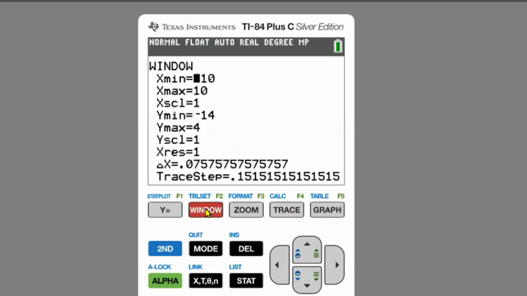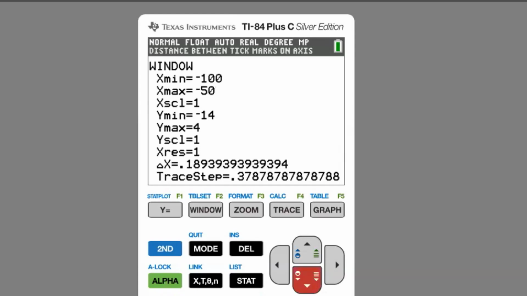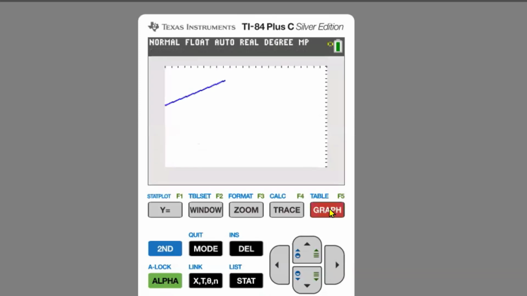So we can change our window. Let's say, maybe negative 100 for the x, and we can go to, I don't know, negative 50 for the x. We can do a scale of 2 perhaps. And then we don't know about the y's either. So we can do negative 100 for the y's, negative 50 for the y's. And we're just kind of casting a large net over there in quadrant 3.